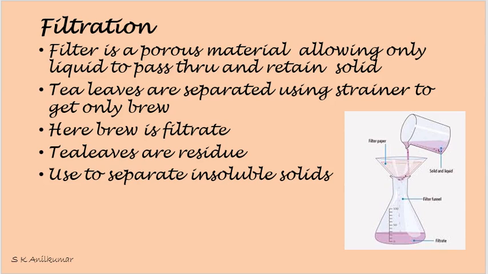Filtration. What is a filter? A cloth or a sieve that is used to retain certain things and remove certain others is called a filter. For example, in a tea strainer, the tea leaves are called the residue, the tea brew is called the filtrate, and the strainer is called the filter. This is filtration.